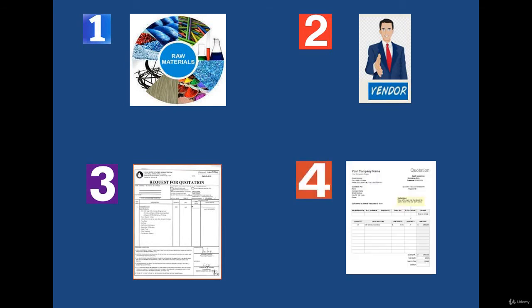Number four, quotation is the next important document in this process. It is given by the vendor from their side, with details which were asked by the company initially in the request for quotation document. So the vendor will provide all the necessary details or reply to the company with the help of the quotation document, like what material they can supply at what price, and so on.